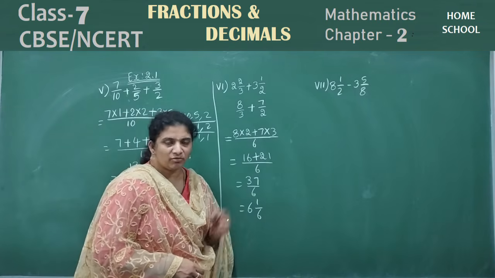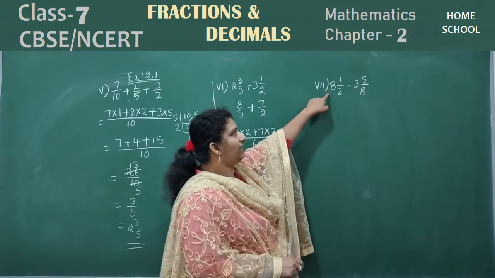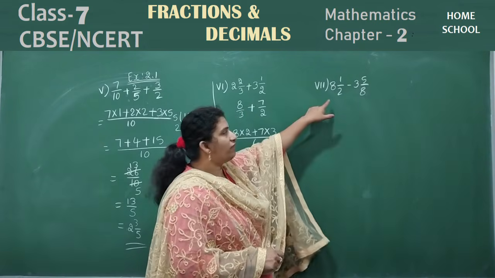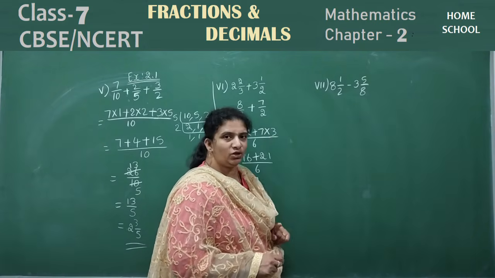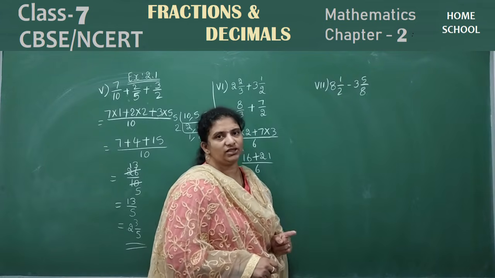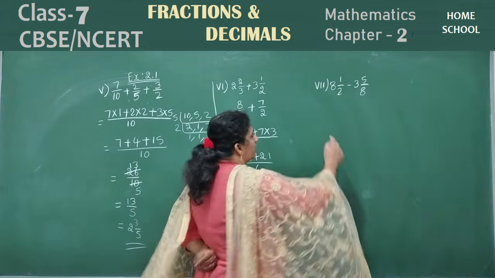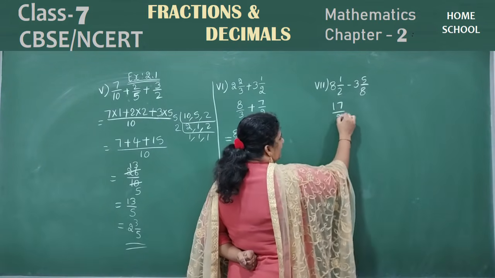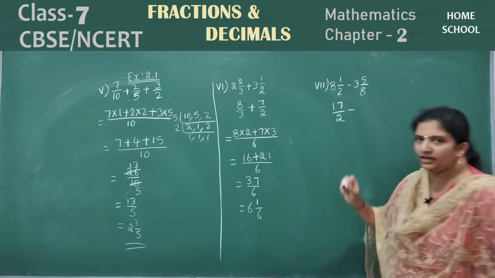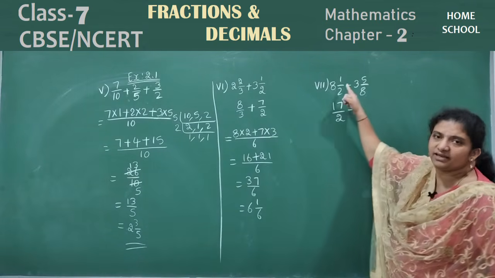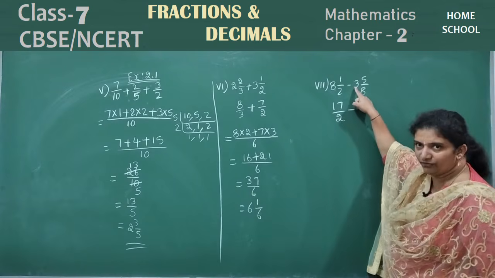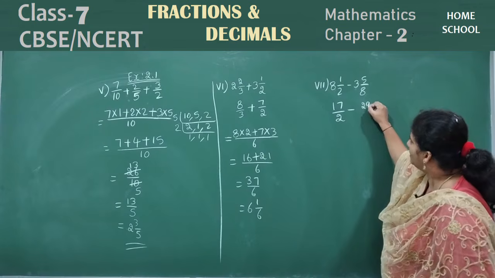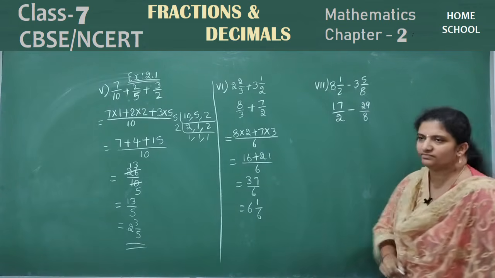Let's see the last problem of this main. That is 8 1 by 2 minus 3 5 by 8. So first thing, what do we need to do? We need to convert the mixed fractions into improper fractions. 8 2s are 16. 16 plus 1 will be 17 by 2. Right? Minus, 8 3s are how much here? 24. 24 plus 5 will be 29 by 8.